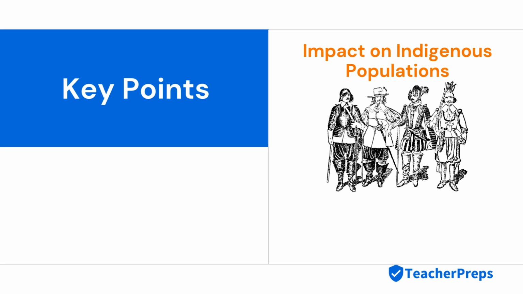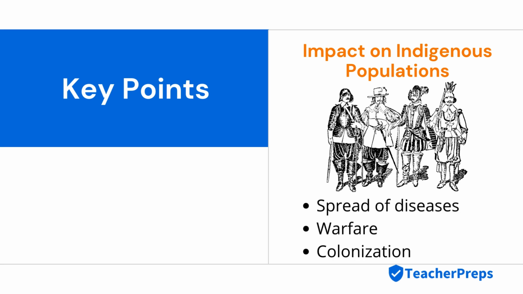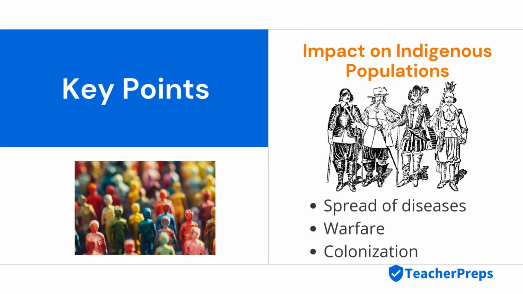Now, along with that, the arrival of Europeans had profound impacts on the Native American populations, such as the spread of disease, warfare, and then colonization by the Europeans. Now, European powers implemented various forms of governance throughout these territories, and this ended up significantly altering the demographic and cultural landscapes for the native people in their native land.